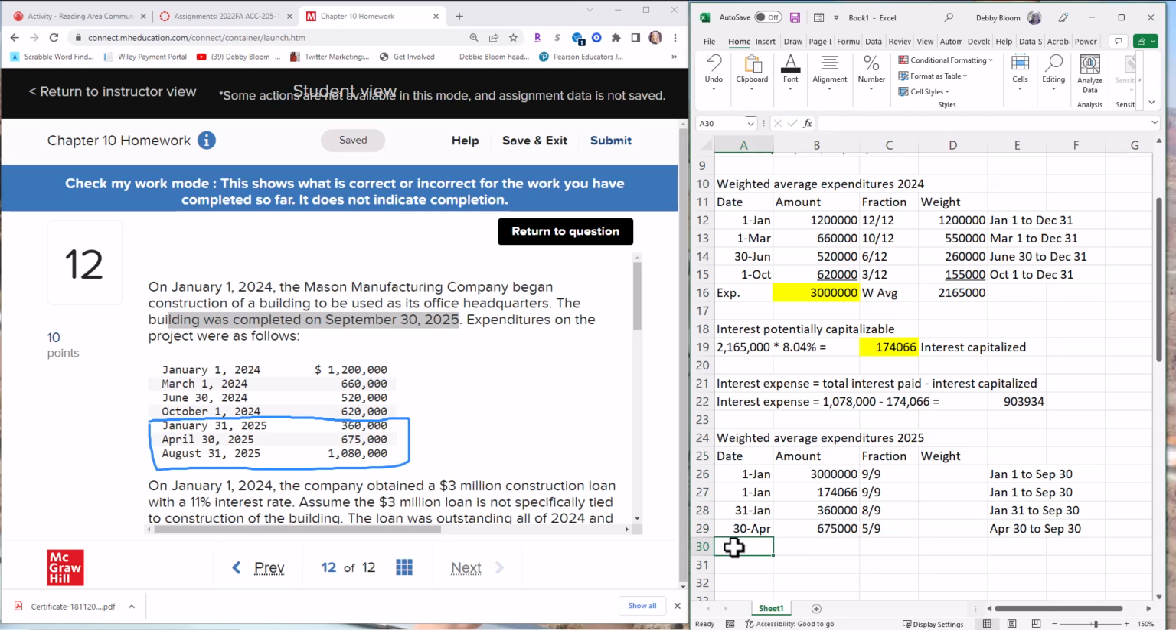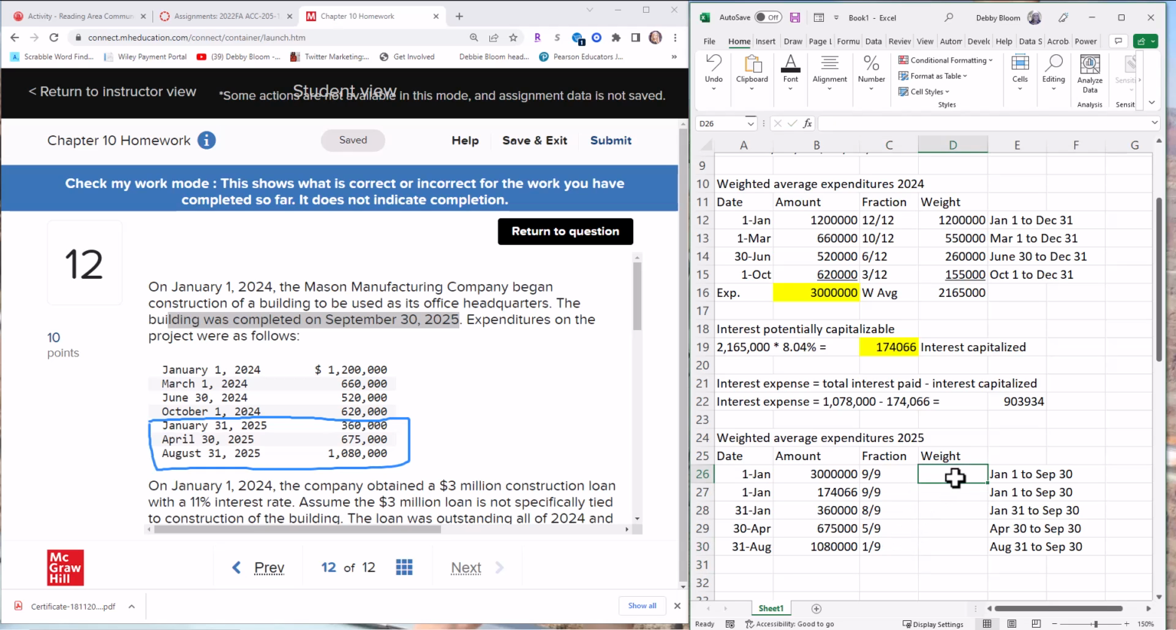And finally, our last expenditure, August 31st. The amount is $1,080,000. We count the number of months from August 31st to September 30th. That looks like it's 1 month. That is going to get a fraction of 1/9.